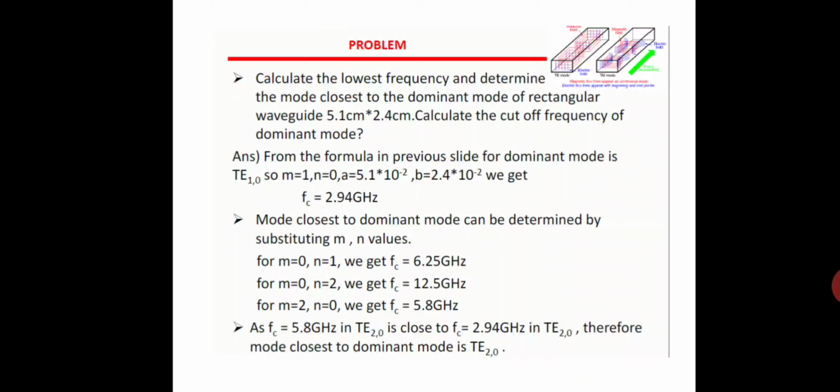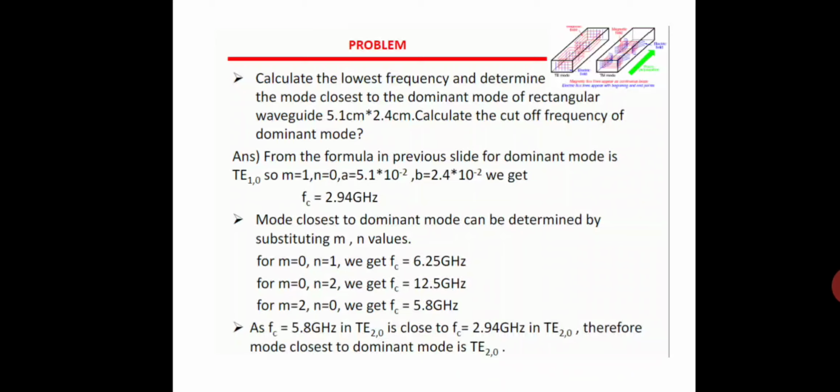What is the dominant mode? TE10. So m equals 1 and n equals 0. The A and B equations are given, so fc equals 2.94 GHz can be calculated. The mode closest to the dominant mode can be determined by substituting m and n values. For m equals 0, n equals 1, fc equals 6.25 GHz.